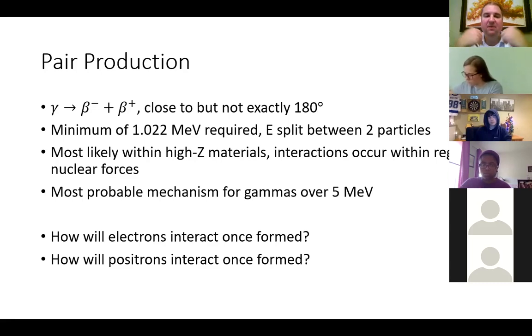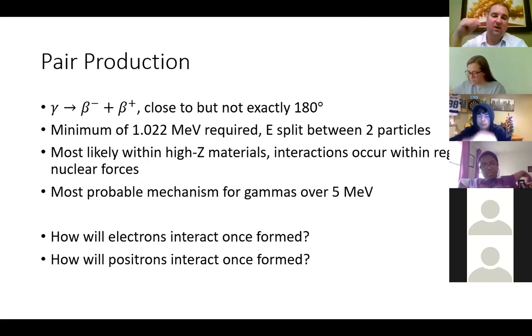For this to happen, again, there's a minimum of 1.022 MeV in the gamma ray. The full energy of that gamma ray gets split between the two particles, minus the 1.022, once the particles are formed. Pair production is most likely within high Z materials because you have a very high nuclear charge. So you have a very high nuclear field as well, strong nuclear force field from the nucleus. And that's the range over which these interactions have to occur. And again, pair production is the most probable mechanism for gamma rays over 5 MeV.